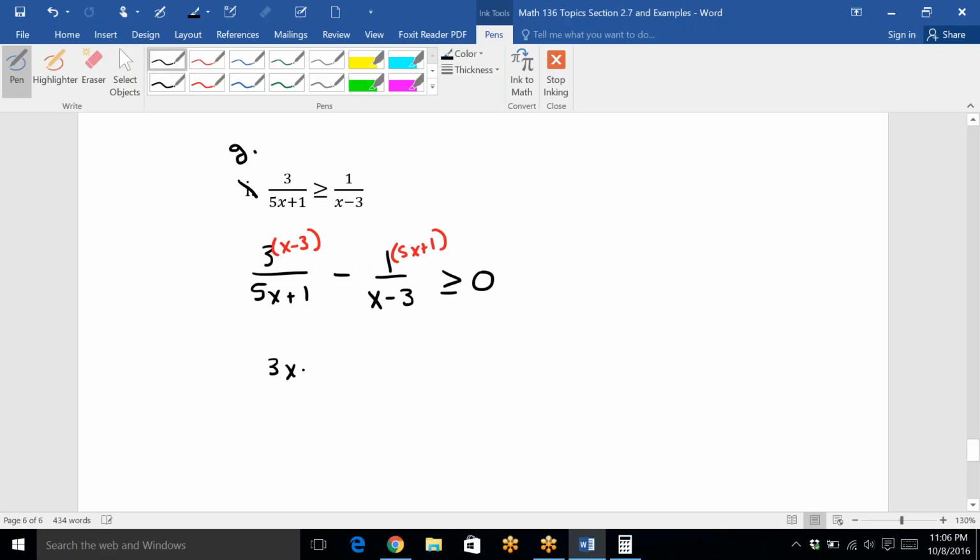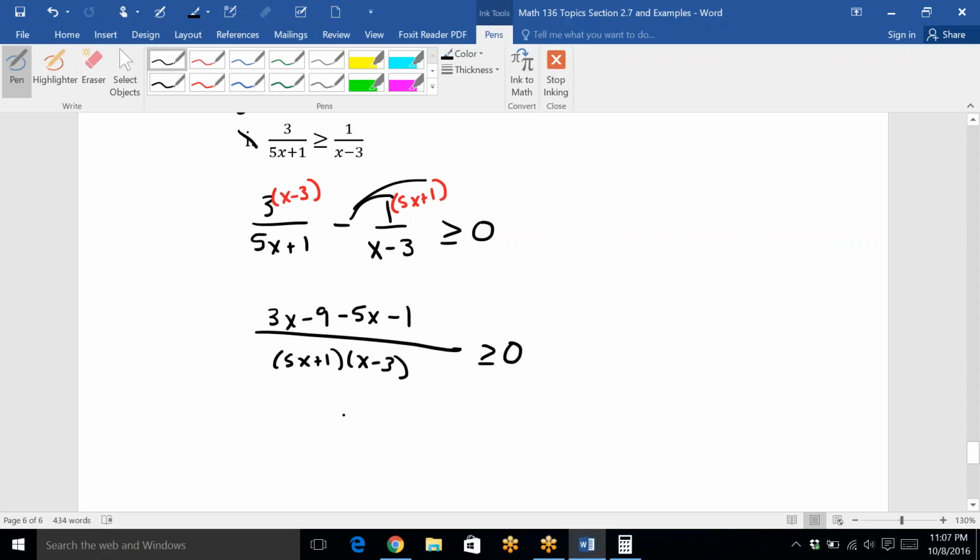So this is 3x minus 9. This needs to be distributed with that 1, so that would be -5x and a -1. You do have to be careful if this is also minus, because minus times minus would be positive, so just make sure you're watching. This is 5x plus 1 and an x minus 3 now. Add like terms on the top, and then we should be able to find our factors. So that'd be a -2x and a -10.